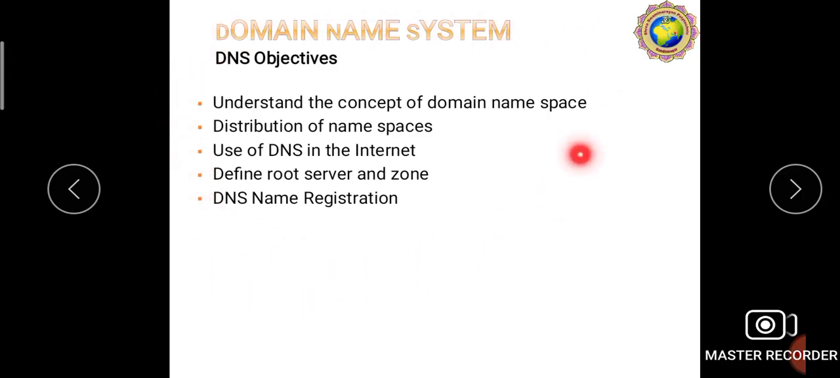DNS stands for domain name system. So the DNS objective is, first of all, to understand the concept of DNS, which means domain namespace, then distribution of namespaces, use of DNS in the internet, define root server and zone, and DNS name registration. So let's start first.